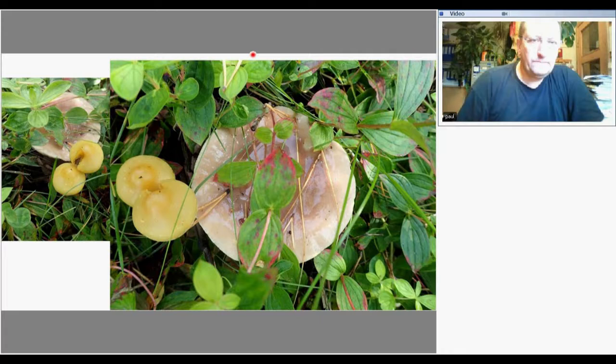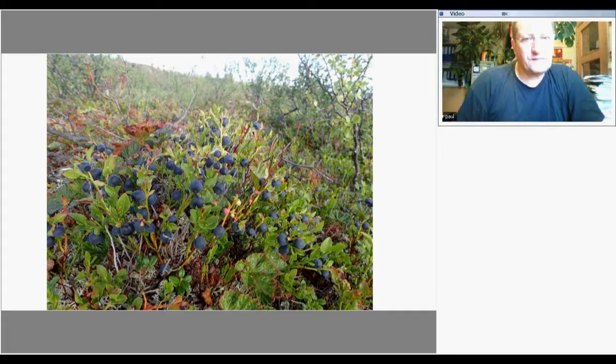And some of the species make mycorrhiza not only with the trees, but also with the berries and other plants. So this is a very important aspect. How the production is going on with the blueberries, for example, is also affected by the mycorrhiza. Not at all places, but a lot of places.